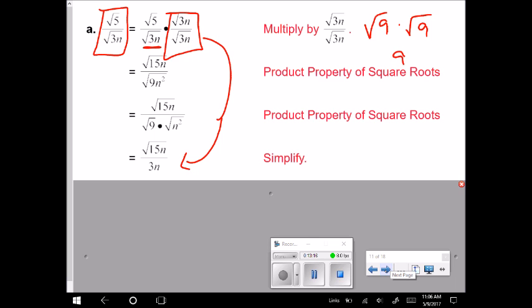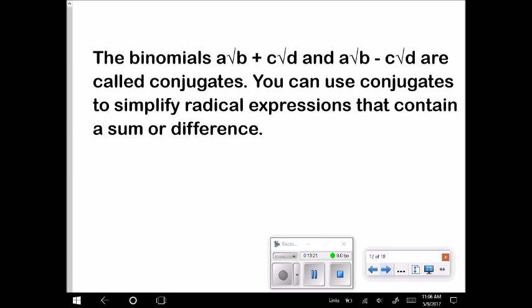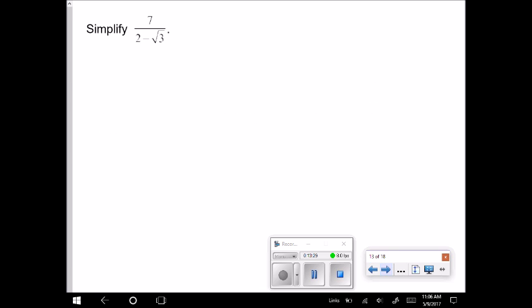So I want to do at least 2 more examples, but we're going to have to move. We're going to come back to this. Actually, we're going to do one example of this, conjugates.